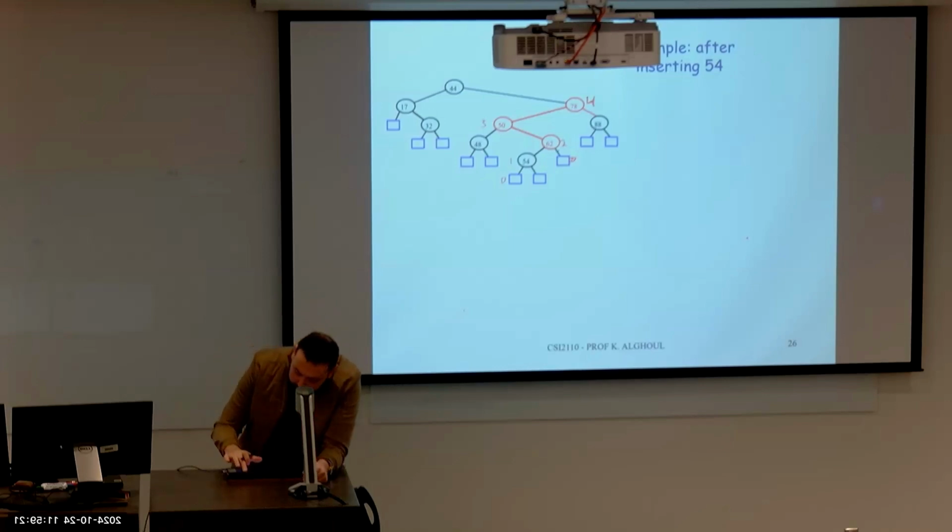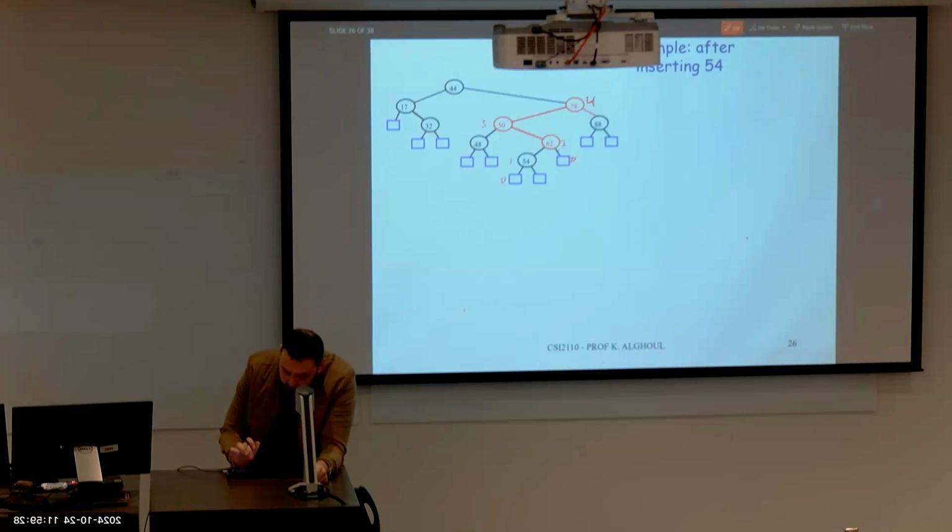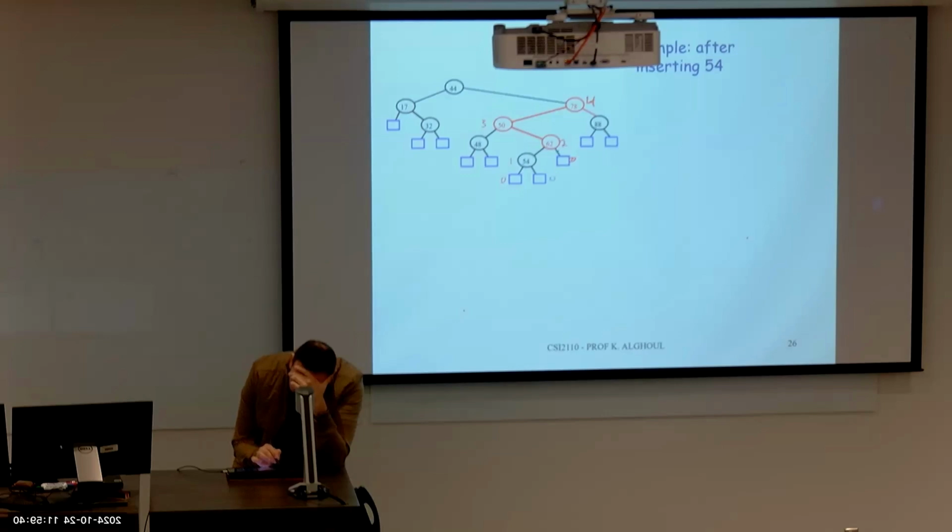Who wants to do now the balancing factors? Riley? So the balancing factor of 54 is what? The height of the right minus the height of the left. Exactly. So the height is 0 here. 0 minus 0. 0. The balancing factor needs to be what, guys, all the time? -1, 0, or 1. That means this is okay. It's balanced. I move to 62.